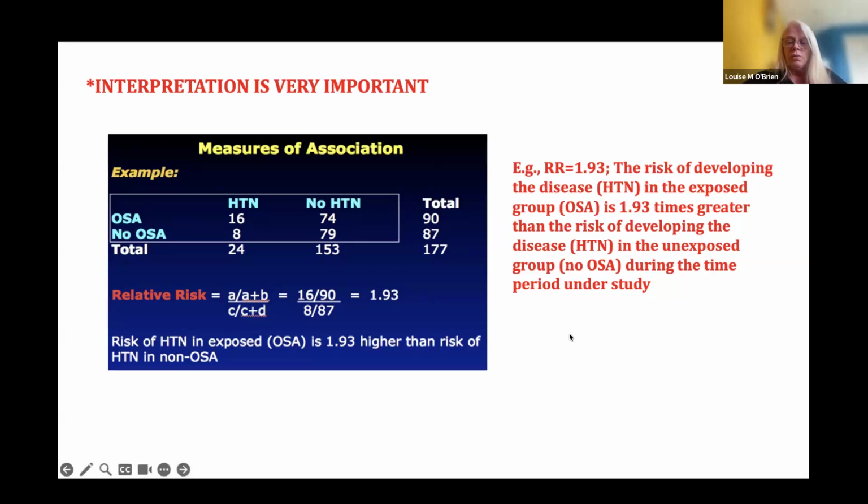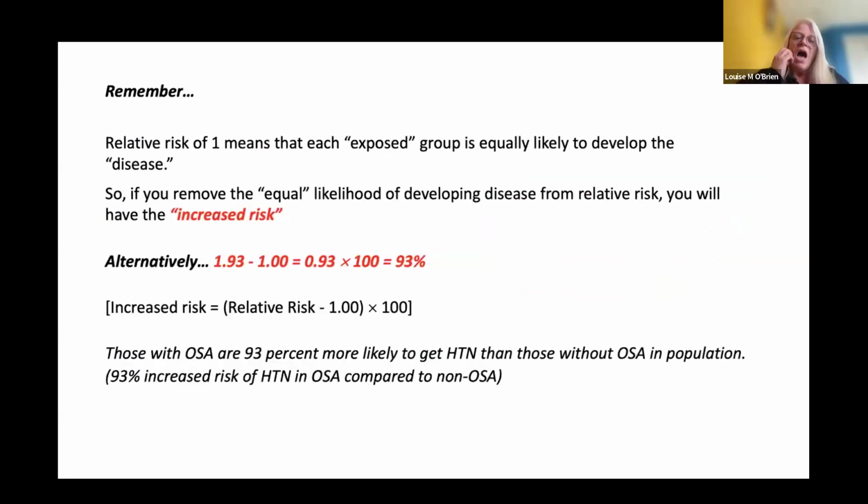Okay. So that's basically it. I mean, it's kind of that simple to calculate it. Now, remember, we talked about a risk of one means that each exposed group is equally likely to develop the disease of interest. So if you take away that equal likelihood, you'll have the increase in risk. In that prior example that we've just looked at, the relative risk was 1.93. So 1.93 times higher, or if we take away the one, because that's the equal, we're left with 0.93, which is 93%. So we can also interpret it as those with OSA are 93% more likely to get hypertension than people without OSA in our population that we studied.